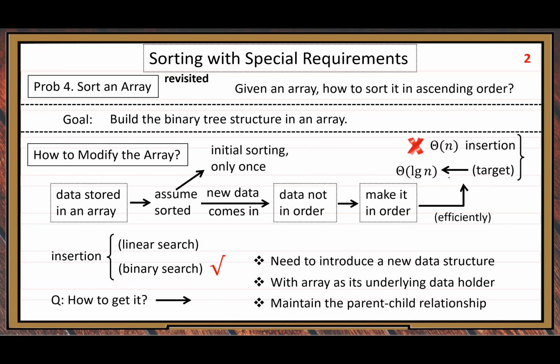Mainly about this purpose, maintain the parent-child relationship. Because in the original array, if we do not do any special treatment, then we cannot maintain parent-child relationship in a binary tree. So we need to add this part. The parent-child, how to design a simple way to store the parent-child relationship in a binary tree in an array. So that's what we need to do here.